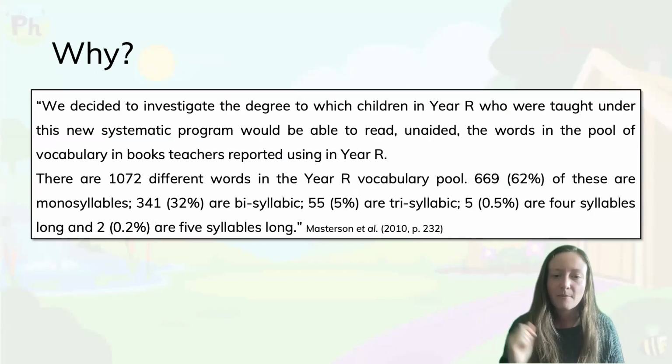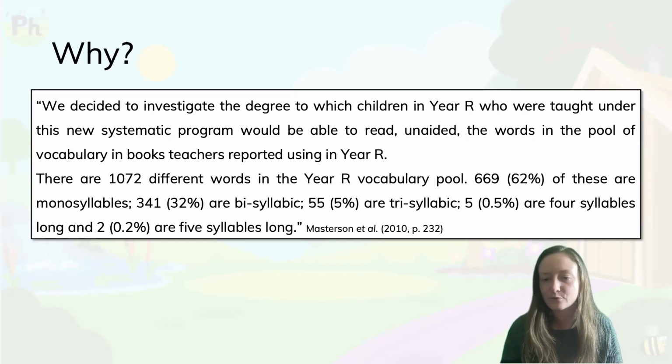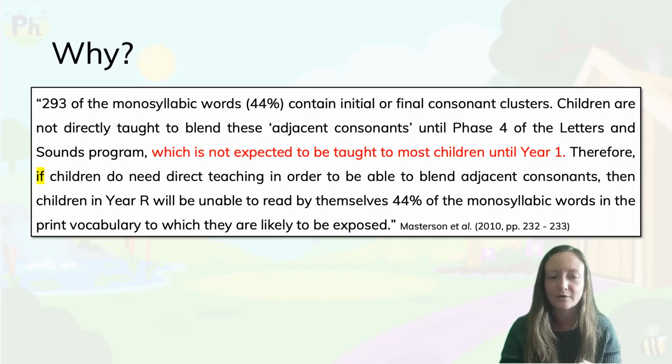So this is one from Masterson here. They looked at the vocabulary pool for children in reception. So all the words that reception children will be exposed to through books that are typically read to them. And there were 1,072 different words, and 669 of those had 1 syllable. The rest all had more than 1 syllable. So I'll just focus on those 1 syllable ones for now. Now, most of this wasn't expected to be taught to most children until year 1 when this was published. However, that has moved towards the end of reception now as well.